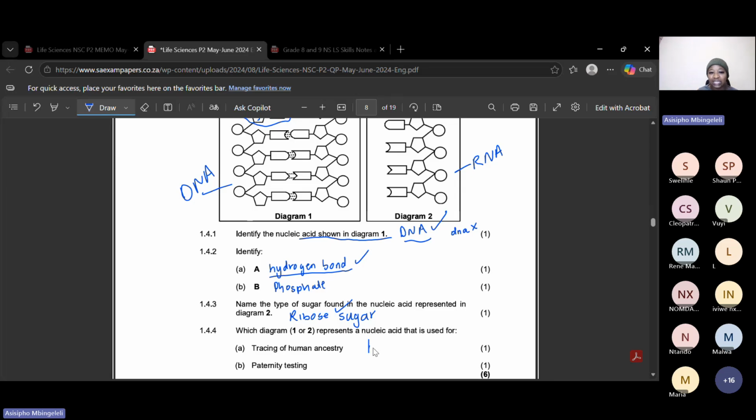And then for paternity testing, when we're trying to find out if this particular male is the father, do we use a DNA or do we use an RNA? We use a DNA. So what diagram is it? Diagram 1. 6 marks.